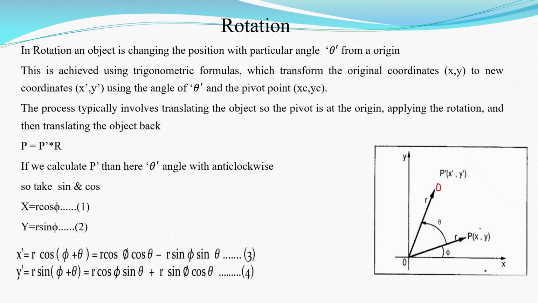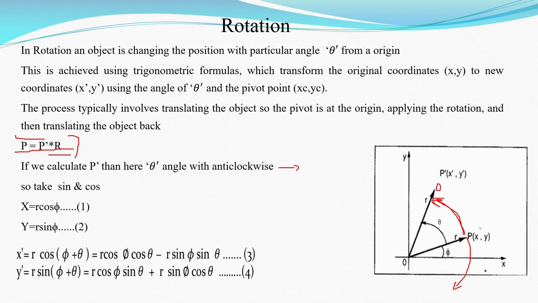Okay, so next, how do we write this rotation matrix? Here P is the original, P dash is the changed one with the help of rotation. R denotes the rotation matrix. If you want to calculate P dash, the theta angle is anti-clockwise. Clockwise is how the clock moves; we are moving anti-clockwise, also known as counterclockwise.